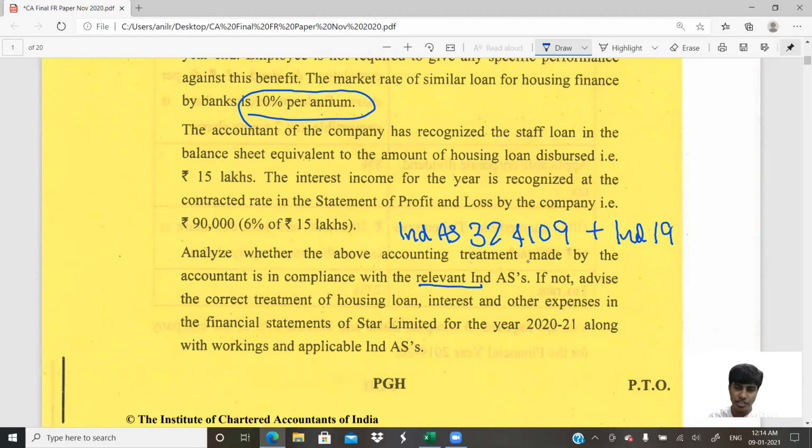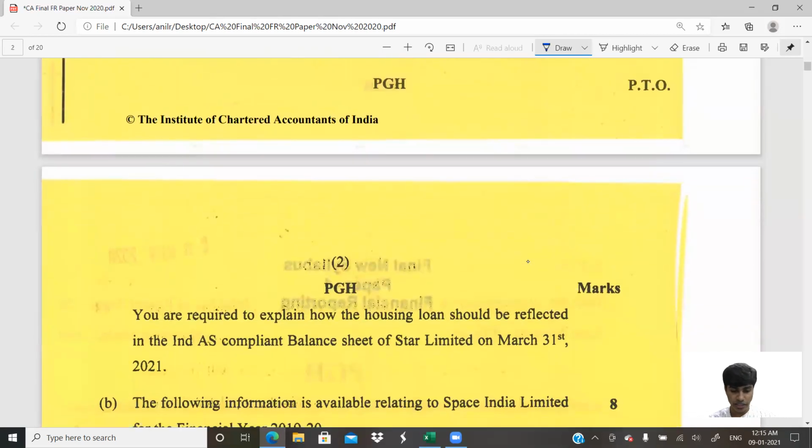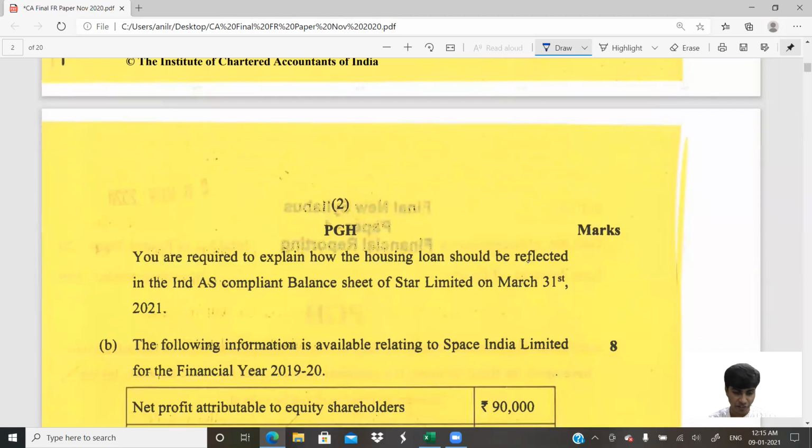Okay, if whatever is done is wrong, then what do we do? Advise the correct treatment of housing loan, interest, and other expense. Other expense here is what? Employee benefit expense. In the financial statements of Star Limited for the year 2020-21, along with the workings and applicable Ind AS, you are required to explain how the housing loan should be reflected in the Ind AS compliant balance sheet. So we would have to end up preparing a balance sheet extract also. The only thing they've not asked here is a statement of profit or loss extract. So we would have to compute what exactly should be the accounting treatment in a combined reading of Ind AS 19, 32, and 109.